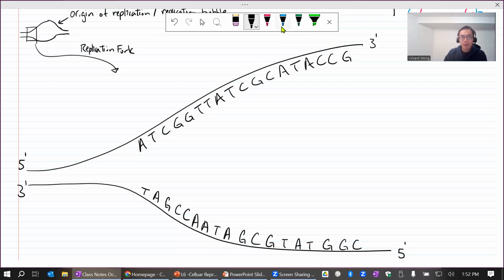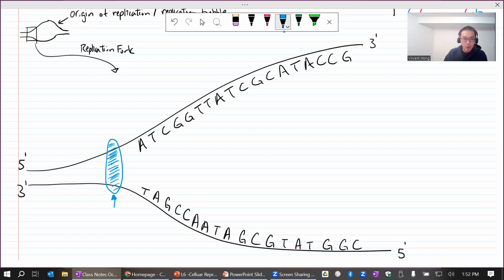All right. So we're gonna have a bunch of enzymes that's gonna help us with the replication. The first enzyme is this guy. You can use any color that you want. You can use any shape that you want. Okay, I'm just gonna use oval.